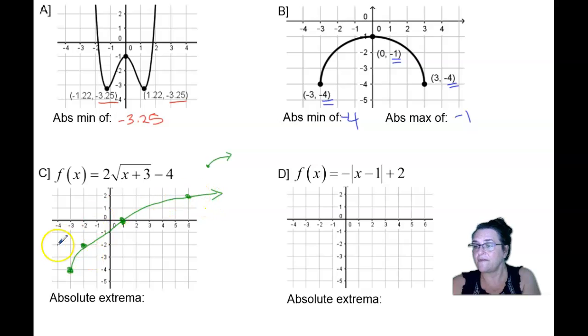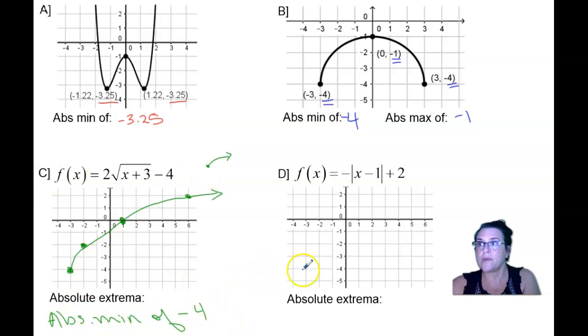So this graph has an end point here at (-3, -4). So my absolute extrema is going to be an absolute minimum because it's the lowest point in the range, and my y value is -4. Okay, so this function has an absolute minimum of -4.